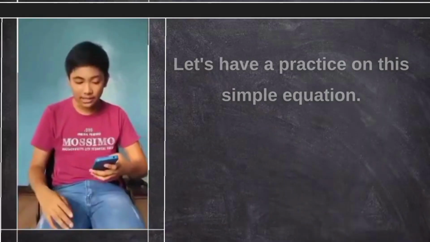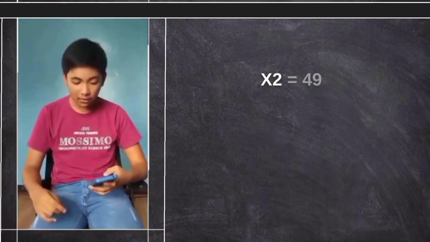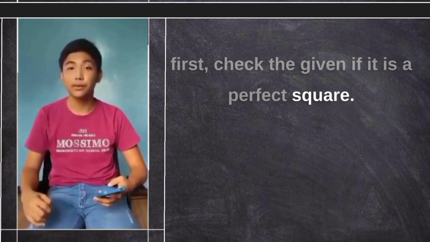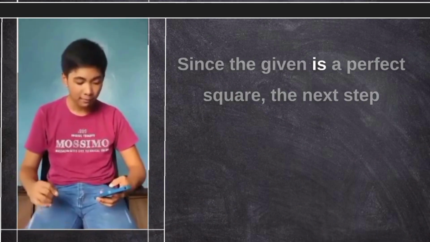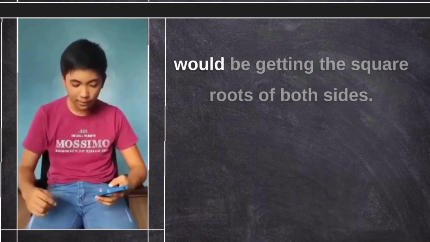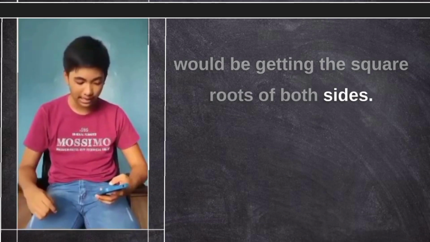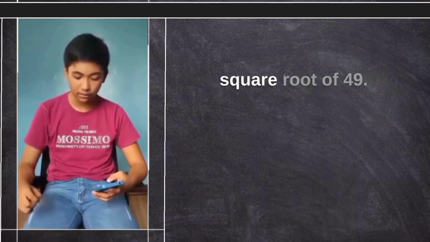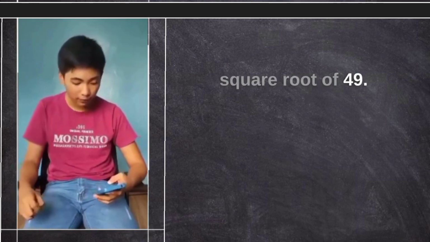Have a practice on this simple equation. X squared equals 49. First, check the given if it is a perfect square. Since the given is a perfect square, the next step would be getting the square roots of both sides. So we will have square root of x squared is equal to positive negative square root of 49.